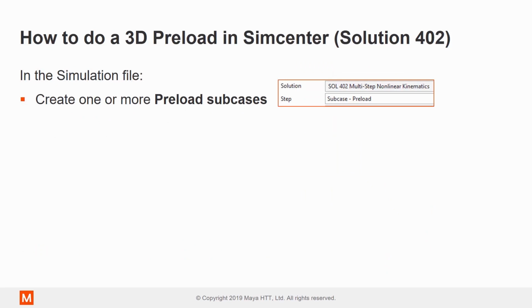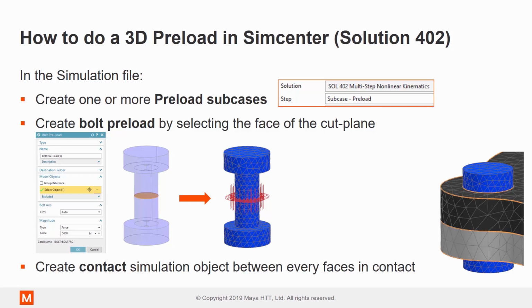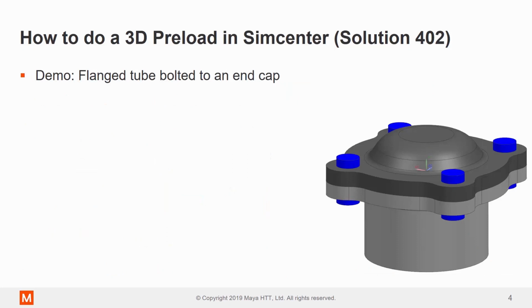In the simulation file, one or more preload subcases need to be created, and the bolt preloads are then created inside of those specific subcases. The bolt preloads are defined using the cut plane created in the idealized part. Additionally, contact must be created between each face in contact. Let's see this again with a demonstration.